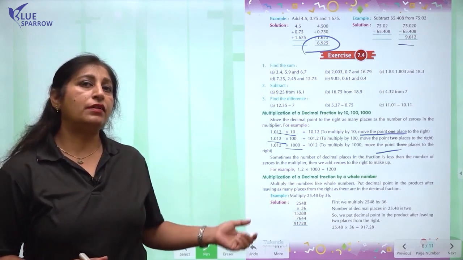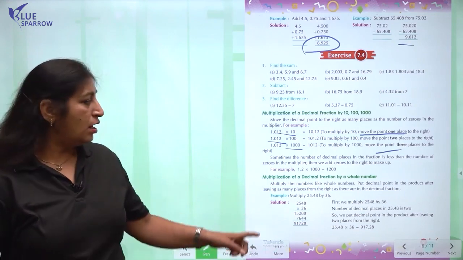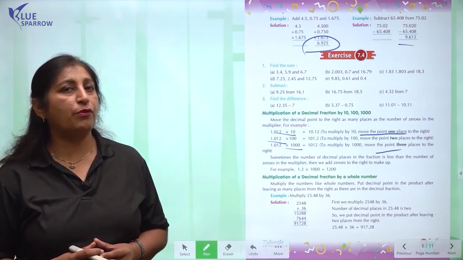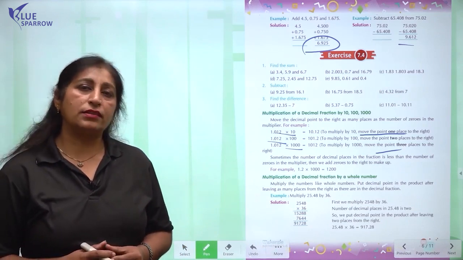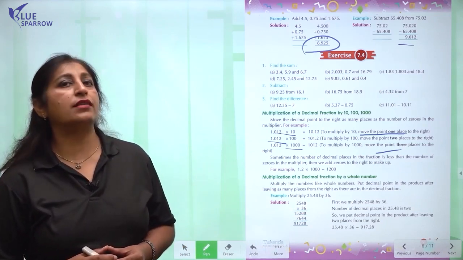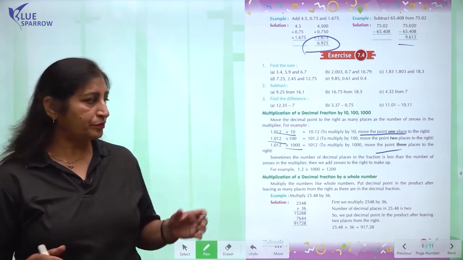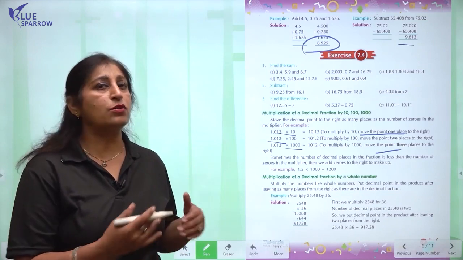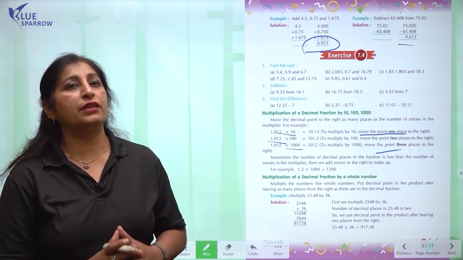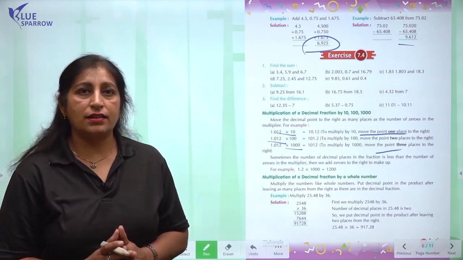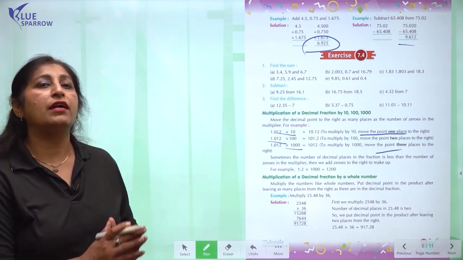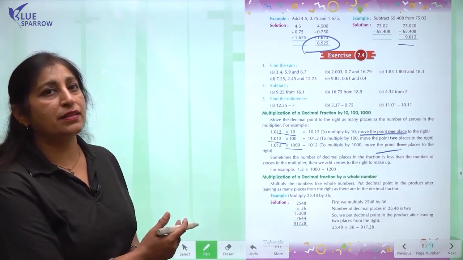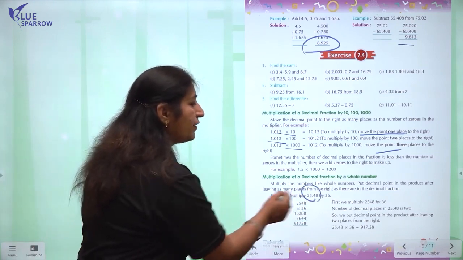Here in the example, the numbers which are to be multiplied are 25.48 and 36. Means you have to multiply 25.48 by 36. 36 is a whole number and 25.48 is a decimal fraction. Firstly, we would multiply the two numbers as whole numbers. Then we would put the decimal in the product by leaving as many places from the right hand side as there are places in the decimal fraction.